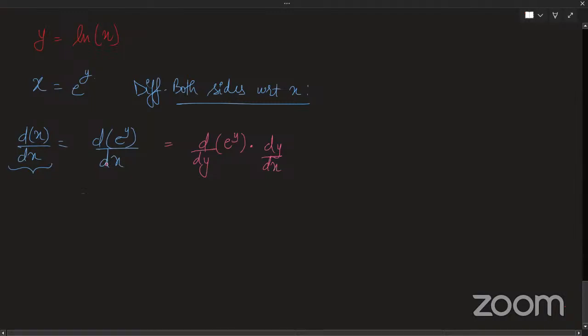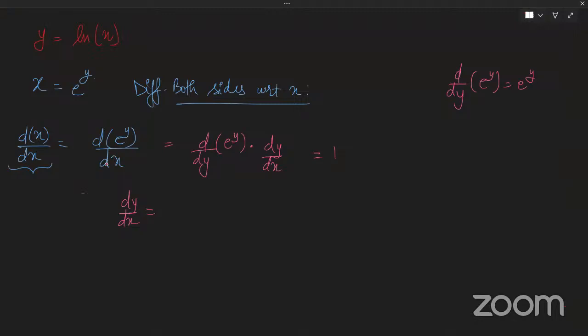Any issues, anyone? No, sir. And the value of the left side I have already got as 1. So can you tell me what is the value of dy by dx? First of all, what is d by dy of e raised to y? What is the derivative of e raised to x with respect to x? It is e raised to x. Correct. So the derivative of e raised to y with respect to y will also be e raised to y. I have just changed the variable from x to y.